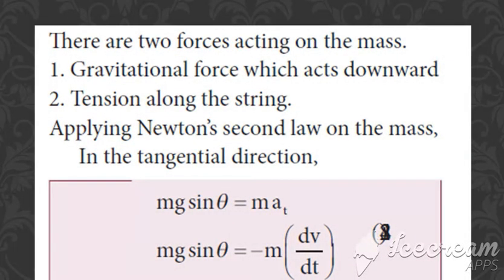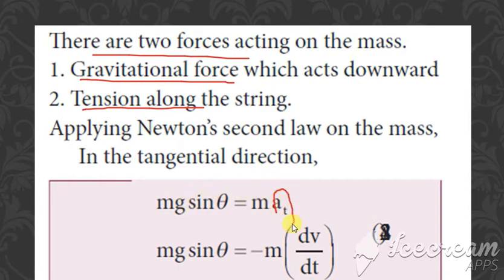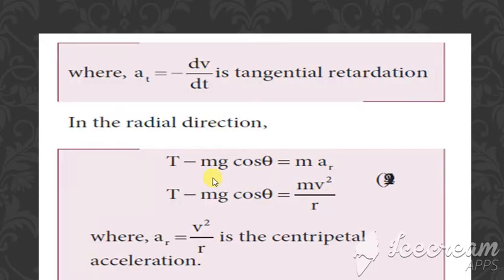First we are saying that there are two forces. What are the two forces? The gravitational force and the tension, is it not? Now we are writing mg sin theta is equal to m into a. Instead of a, we write dv divided by dt. So mg sin theta is equal to minus m into dv divided by dt. Then next we write with cos theta: T minus mg cos theta is equal to mar, as I told you. This a we write as v square by r. So T minus mg cos theta is equal to m into v square divided by r.